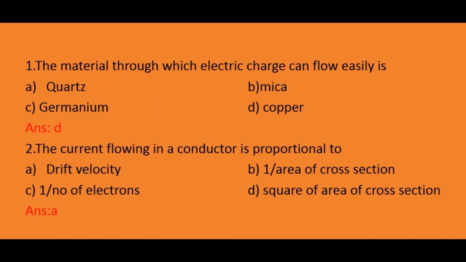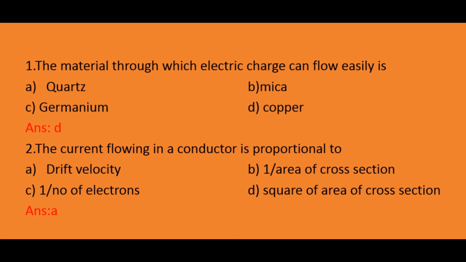The first question is: the material through which electric charge can flow easily is. The options are quartz, mica, germanium, copper. The correct answer is copper. In copper material, the current flows easily, that is, the electric charge can flow easily.